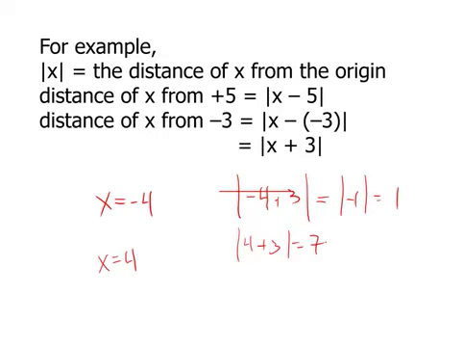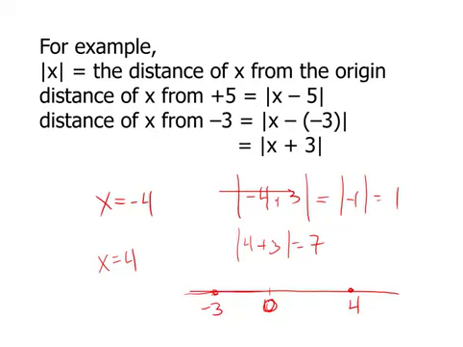Well, what's going on there? Think about the number line. Here is negative 3. Here's 0. Here is positive 4. Well, what's the distance between them? Well, from 4 down to 0 is 4. From 0 down to negative 3 is another 3. So there is, in fact, a distance of 7 between positive 4 and negative 3. And that's what the formula gives us. So the formula actually works.